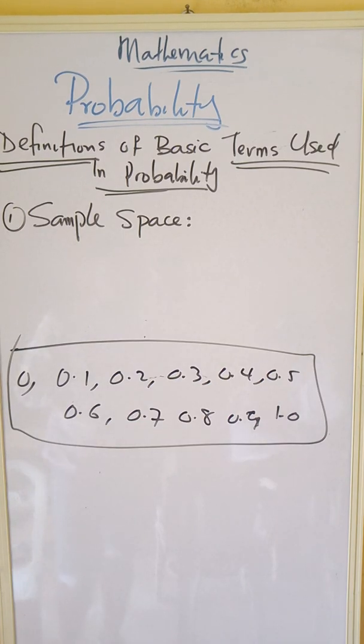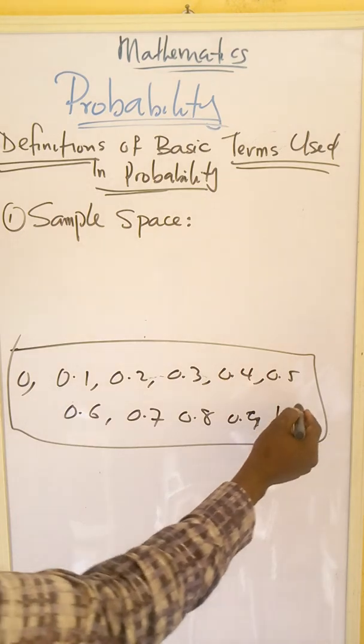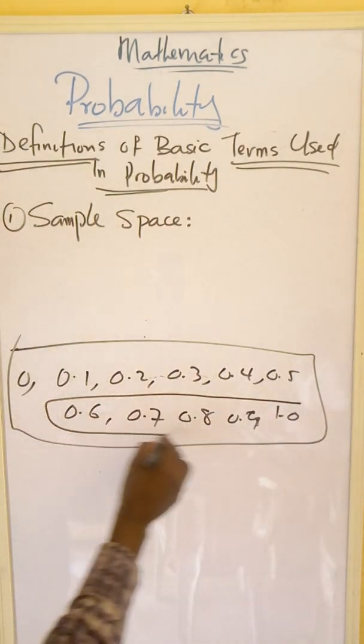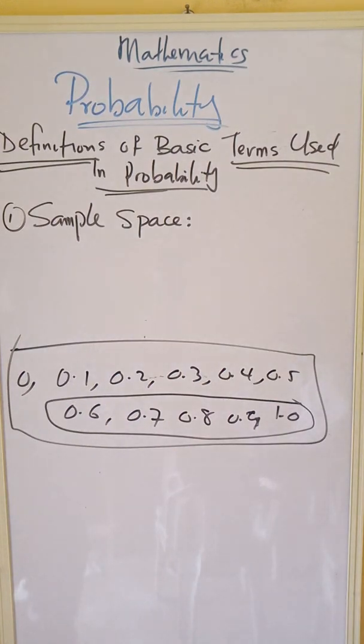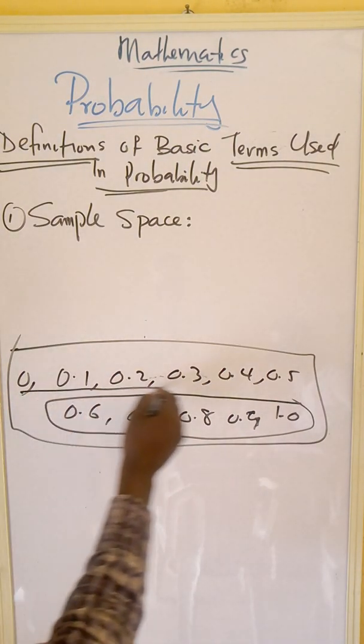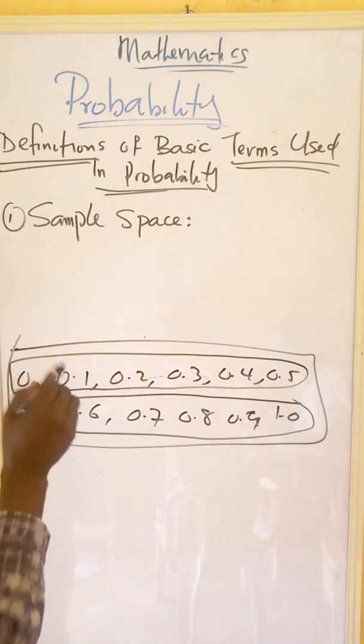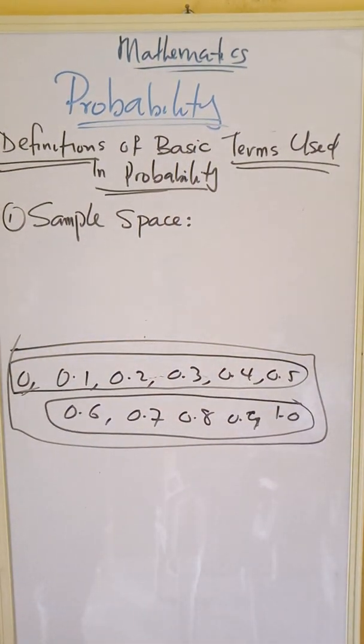Now if you look at the board, when we rate anything from 0.6 to 1, it's likely that that thing will happen, but from 0 to 0.5, it's likely that that thing may not happen.